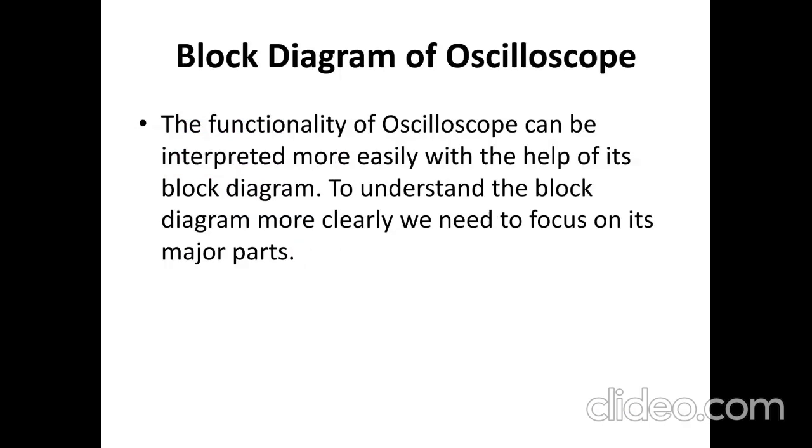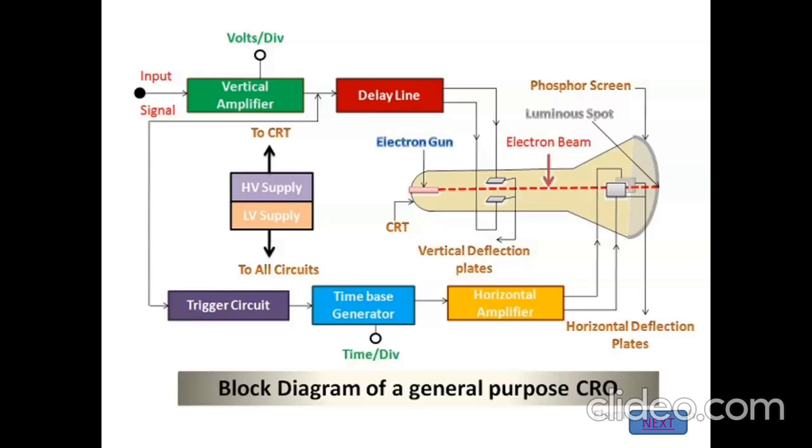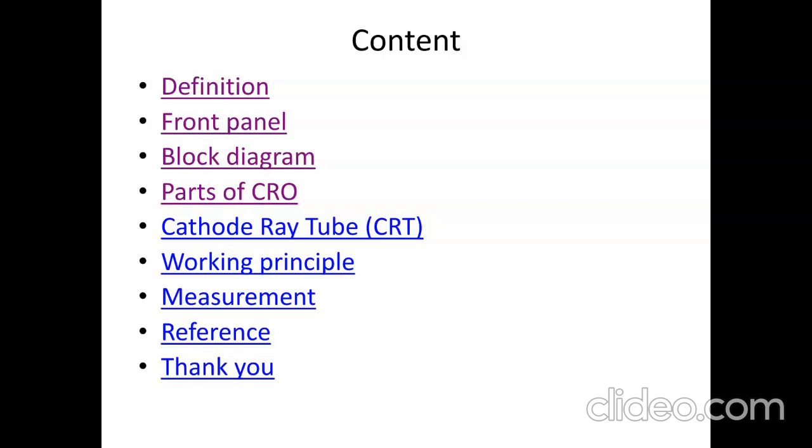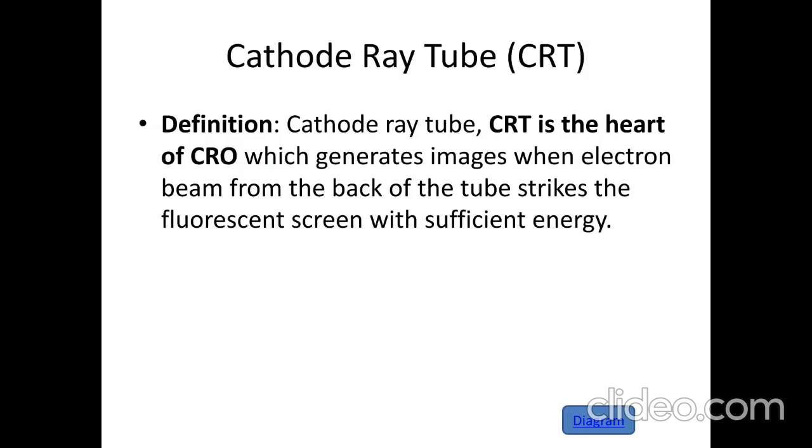And next we will see the cathode ray tube. Cathode ray tube is nothing but the heart of the CRO, which generates images when the electron beam from the back of the tube strikes the fluorescent screen with sufficient energy.